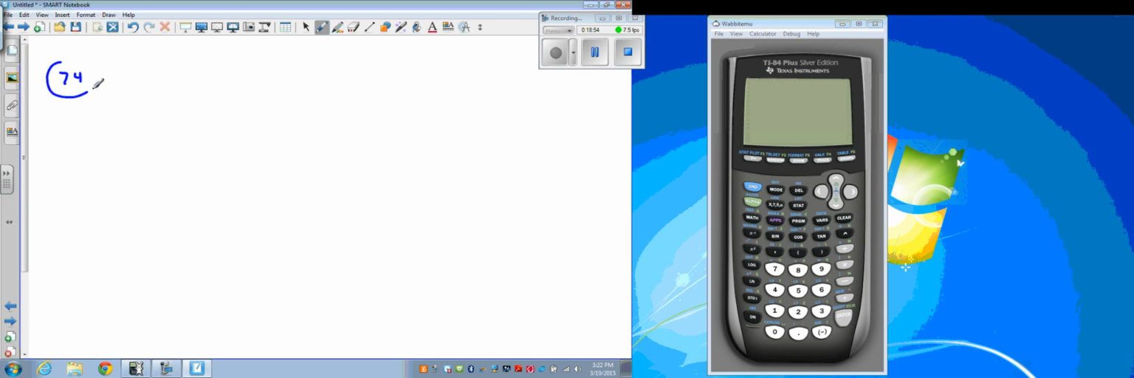74. Now, you'll be happy to know I didn't give you the ones at the very bottom here because these can be really tough.